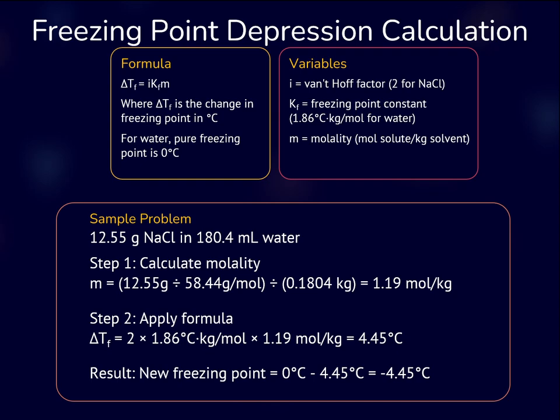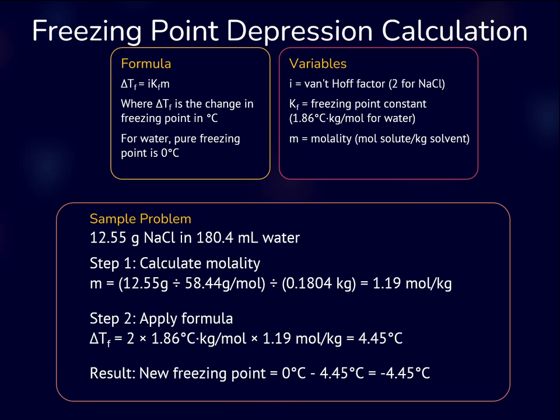Now, the formula for freezing point depression is very similar to the formula for boiling point elevation. We're simply using different values. So, notice the similarities, but also notice the differences. We have delta T sub F is equal to lowercase i multiplied by K sub F multiplied by m. Now for water, K sub F, which is the freezing point constant, is going to be 1.86 degrees Celsius kilograms per mole. Again, that's just for water.